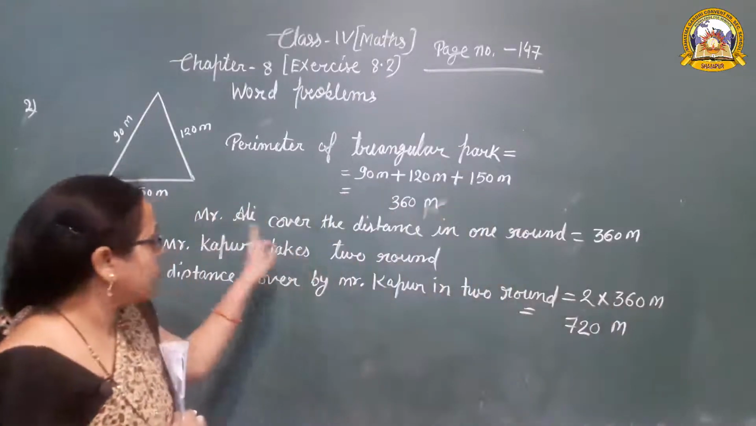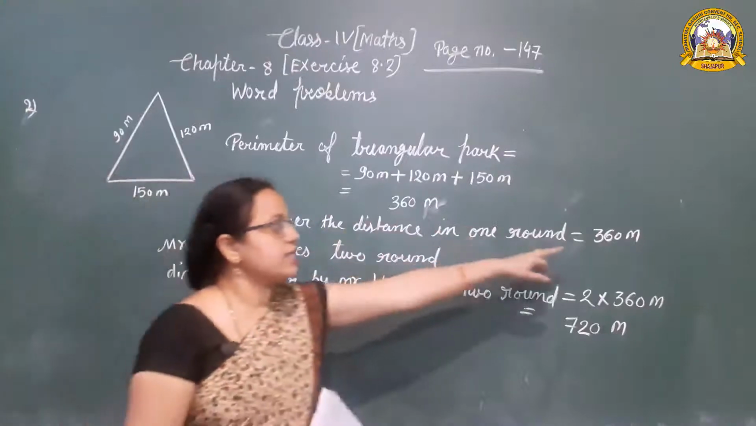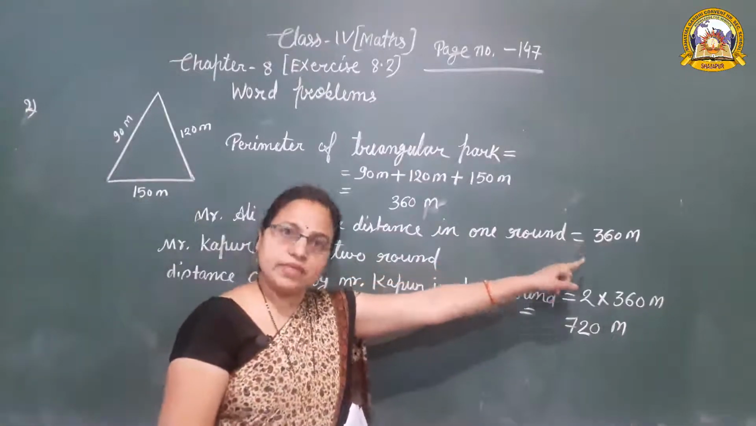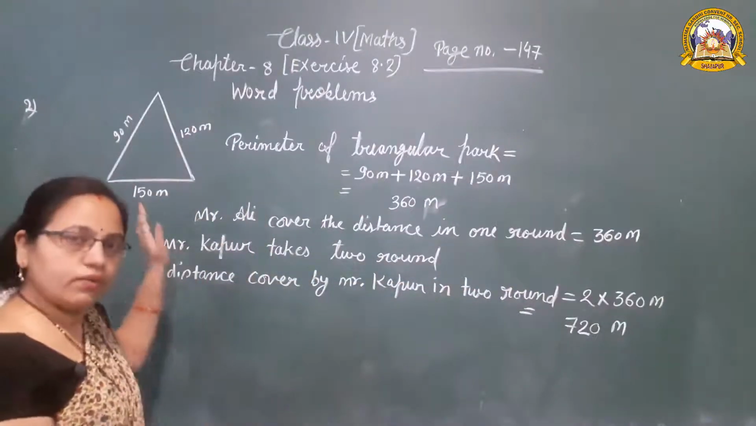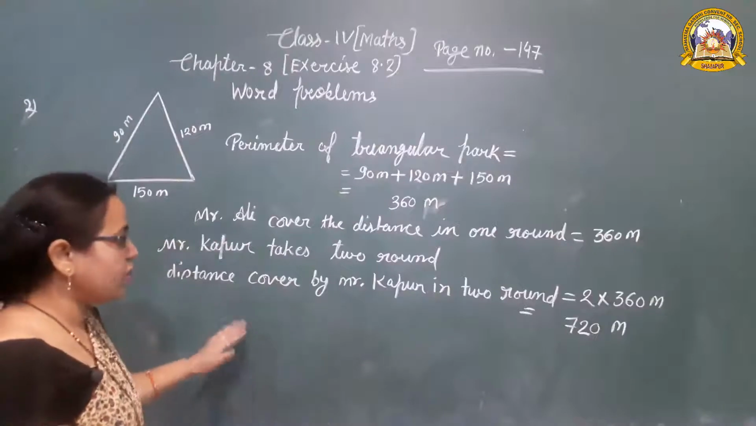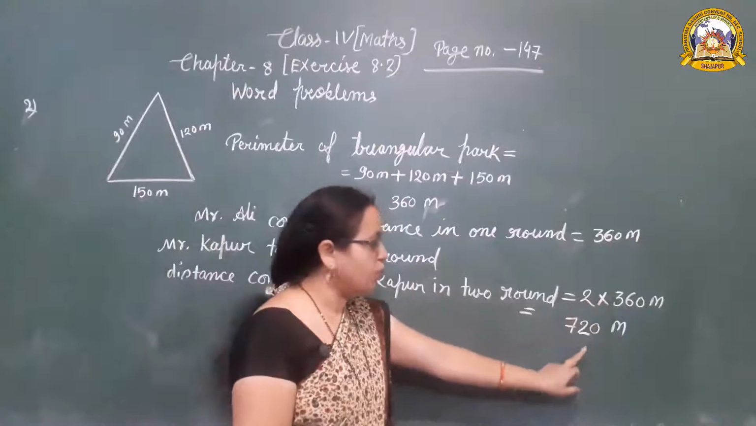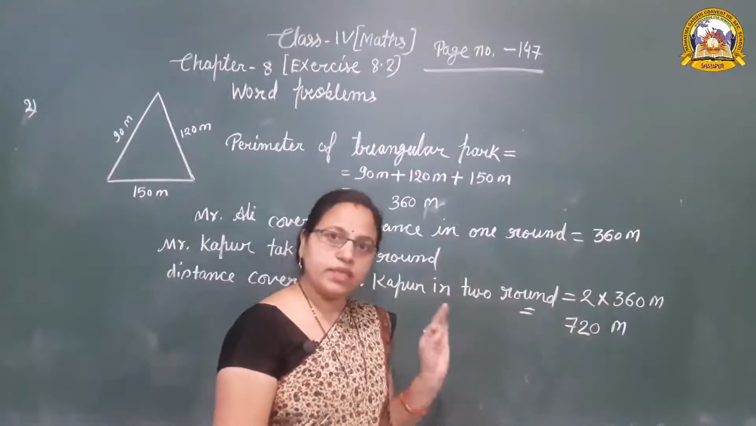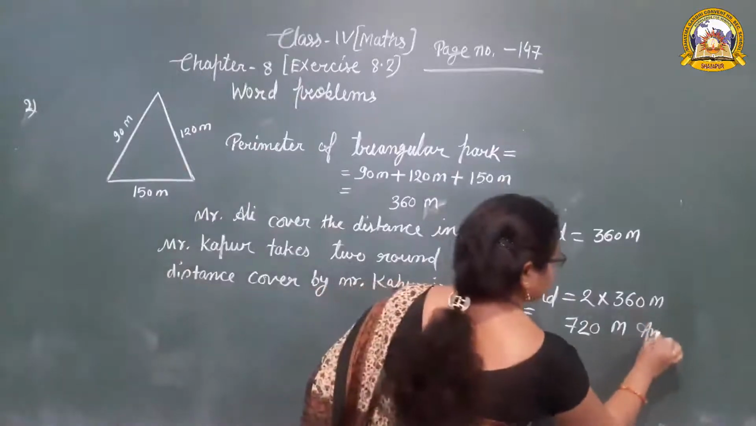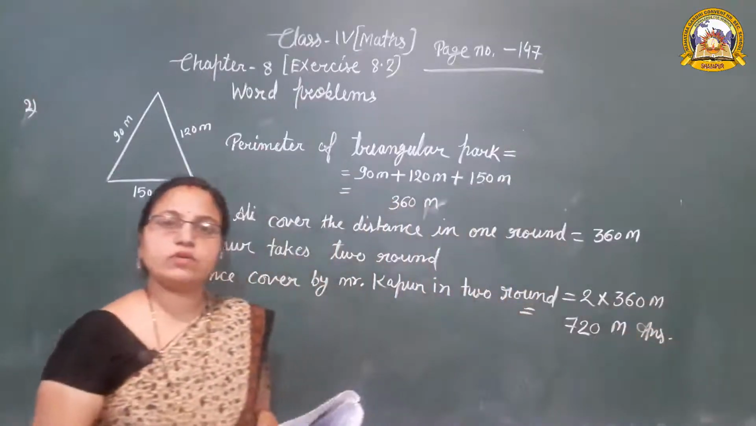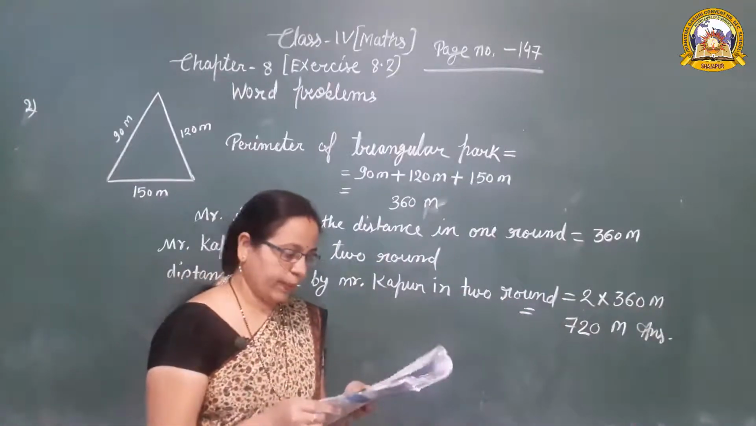It means Mr. Ali takes 1 round of this triangular park, so how much distance does he cover? 360 meter. But when Mr. Kapoor takes 2 rounds of the same triangular park, it means this number multiplied by 2. So we get 720 meter. That's the answer. Okay, have you understood how to solve the word sums? Now the question number 3.